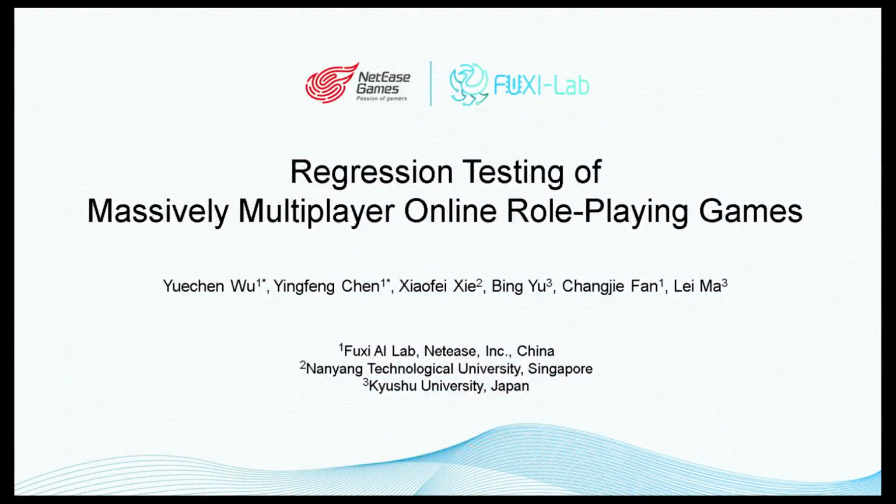Then today I'd like to talk something about regression testing of massively multiplayer online role-playing games. Regression testing aims to check the functionality consistency during software evolution. Although general regression testing has been extensively studied, regression testing in the context of video games, especially MMORPGs, is largely untouched so far. In this work, we propose a reinforcement learning-based regression testing technique that explores differential behaviors between multiple versions of an MMORPG such that the potential regression bugs could be detected.